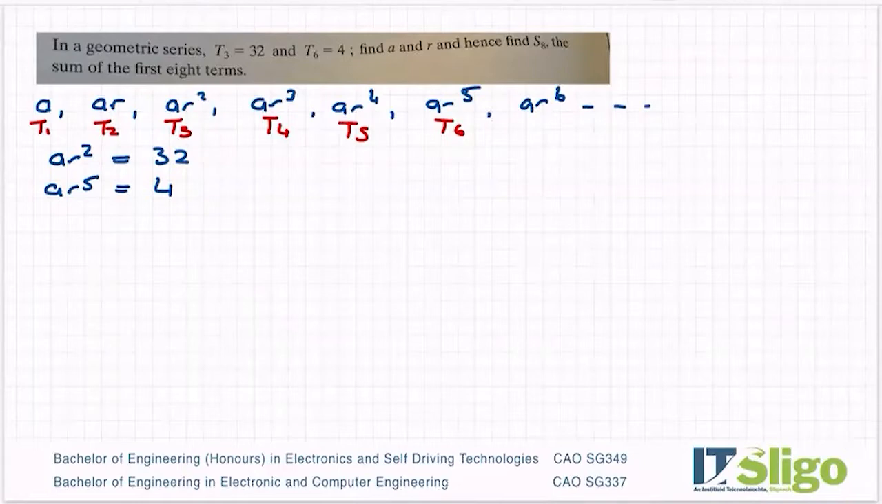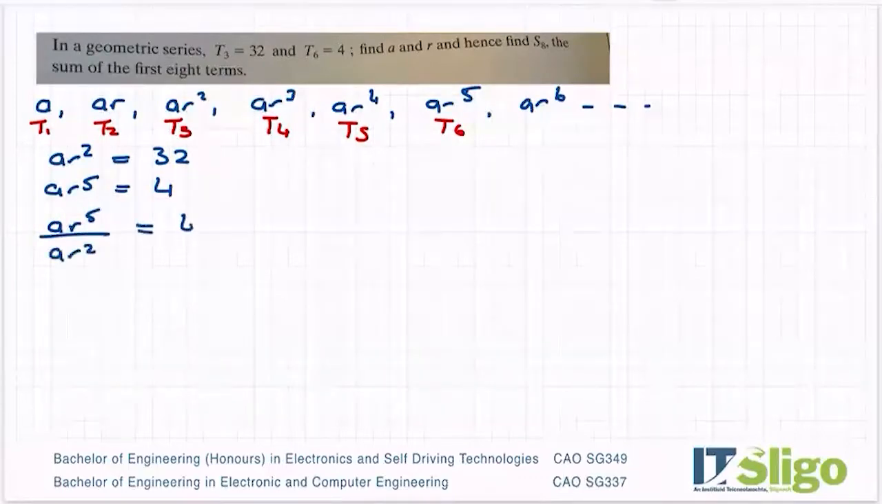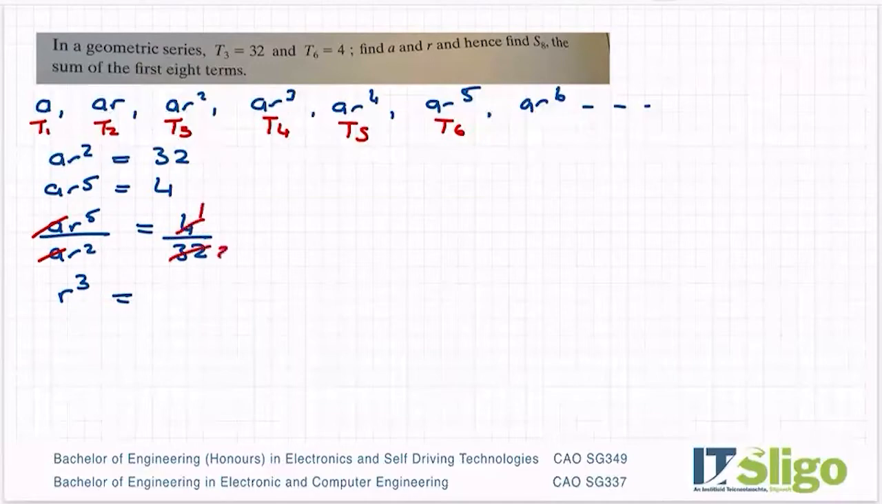Doesn't really matter which way I do it. I'm wondering, will I go AR5 over AR2? Let's do that. Is equal to 4 over 32. So because I put this one on the top, the 4 also has to be on the top. A cancels. And then using the rules of indices, when you have the same base number, you subtract the powers. Okay, so I am getting R to the power of 5 minus 2, so R to the power of 3 being equal to, let's reduce it down, 4 into 4 goes 1, 8, 16, 24, 32. I'm getting an eighth.